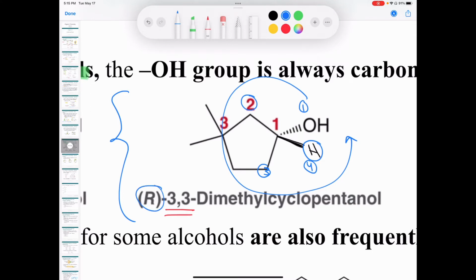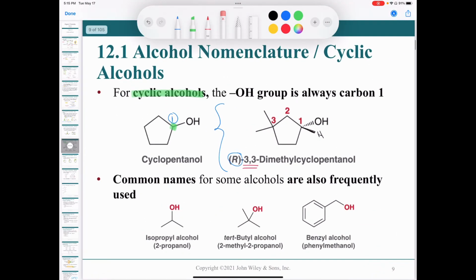So make sure you're aware of how to designate the stereochemistry at a chiral center. Very important that you're able to do that in organic chemistry too. Common names are very common. We call them common names for a reason. Common names are used for alcohols all the time. For example, 2-propanol, this compound, we call that isopropyl alcohol. We also call that rubbing alcohol, if you've ever purchased rubbing alcohol at the drugstore.